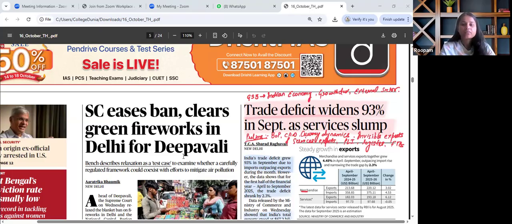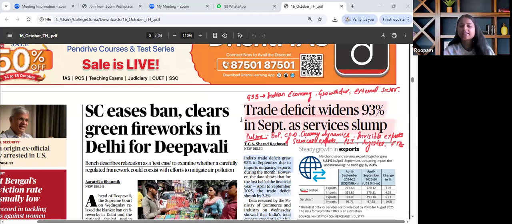So let's get started. The very first article that is there in the paper and that catches our attention from our exam perspective is about trade deficit widens 93% in September as services slump. When we map this particular article in our syllabus, this will fall under GS paper 3, Indian economy, growth, development, and external sector. From prelims perspective, the arenas that we have to unfold upon is about current trends with regard to trade data, balance of payment data, current account deficit data, currency dynamics that is going on.